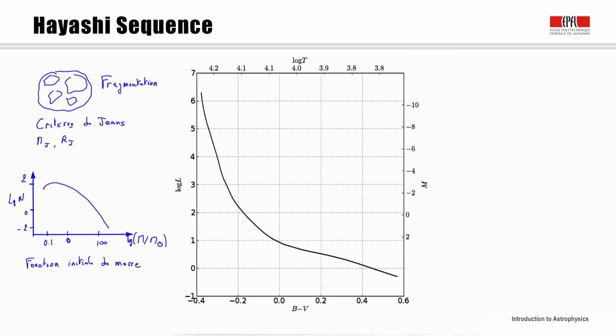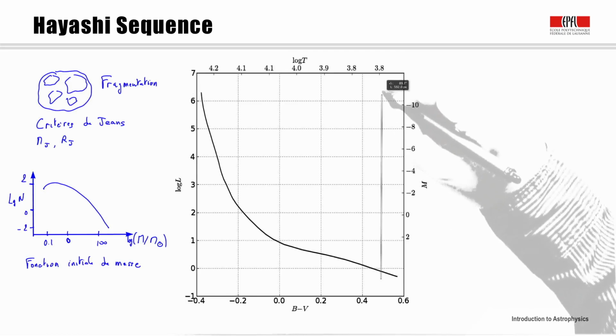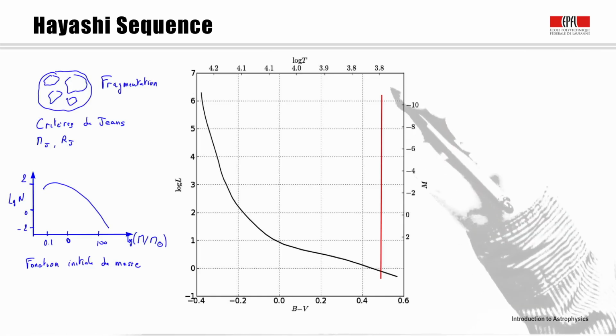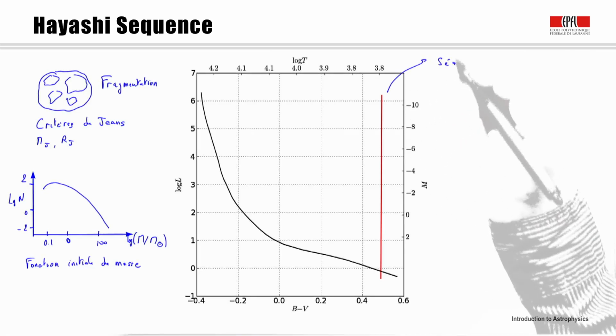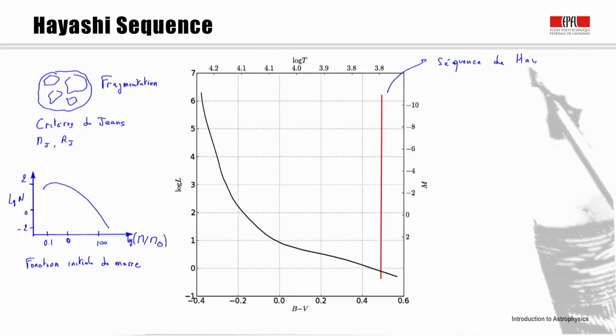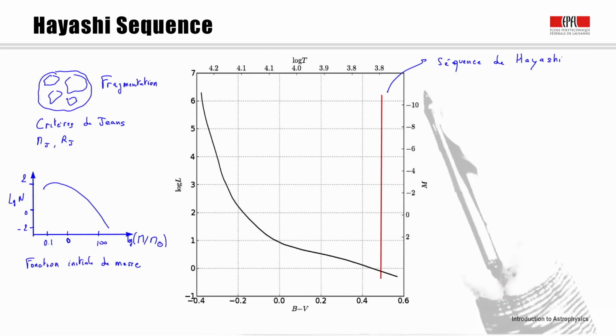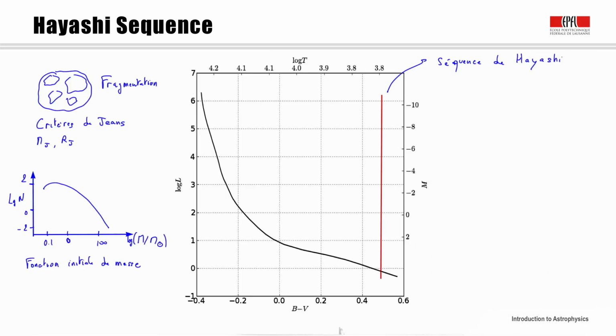These fragmenting clouds appear in the color magnitude diagram along a roughly vertical sequence that I schematicize here. This sequence is called the Hayashi track. This sequence is isothermal. Everything is at the same temperature. We have here the log of temperature, the log of luminosity. The absolute magnitude is represented here and decreases upwards. Therefore, the luminosity increases upwards. Here is the color index, with rather blue stars in this area on the left and red stars over there.